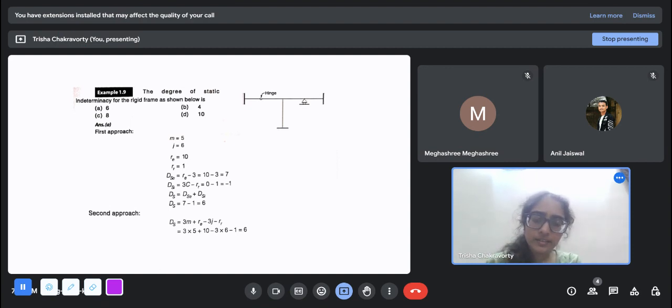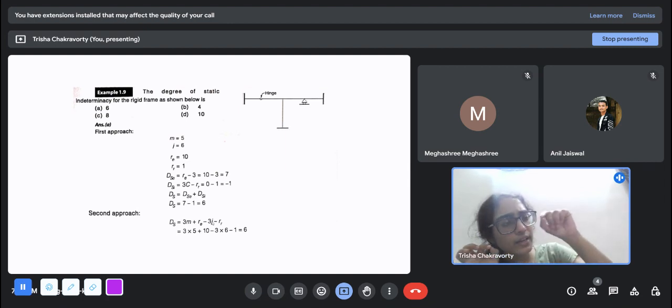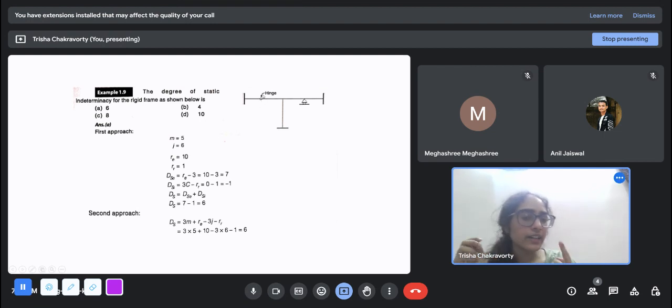So basically, this is the formula: 3m plus re, and at each joint there are three equations: sigma Fx equal to 0, sigma Fy equal to 0, and also moment equal to 0. Now this moment does not come in a truss, because in a truss every member is a two-force member. So every joint basically acts as an internal hinge where the moment will automatically be 0. So in a truss we say m plus re minus 2j. Here we say 3m plus re minus 3j, and you also have to subtract this, because at every internal hinge you get an additional equation.